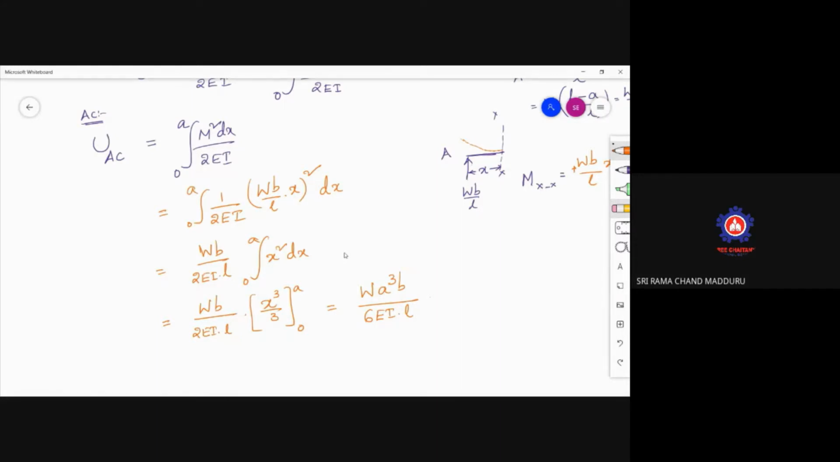Just make a correction here. We forgot one point. This is W B by L whole square. So W square, B square, and L square. You should not forget all these things. So that is W square A cube B square by 6 EI L square. This is the strain energy for the AC portion.